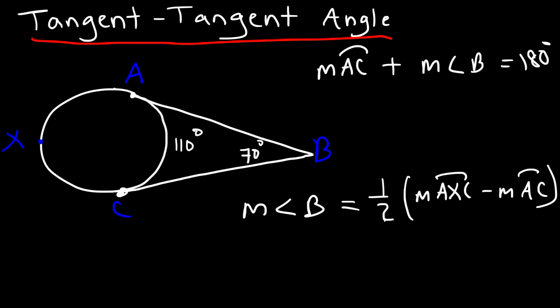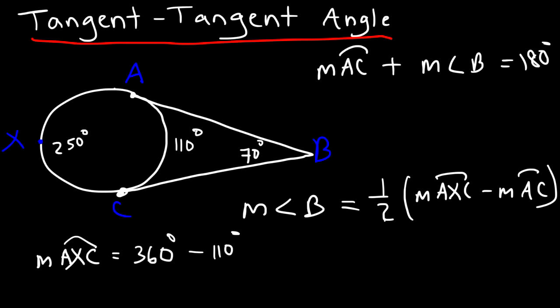Now, the first thing you must realize is that the measure of the minor arc AC and the measure of the major arc AXC complete the entire circle, which means that they add up to 360. So the measure of the major arc AXC is going to be 360 minus the measure of the minor arc AC, which is 110. So 360 minus 110, that's 250. So that extends from A through X all the way to C. So now we can use this formula to calculate the measure of angle B.